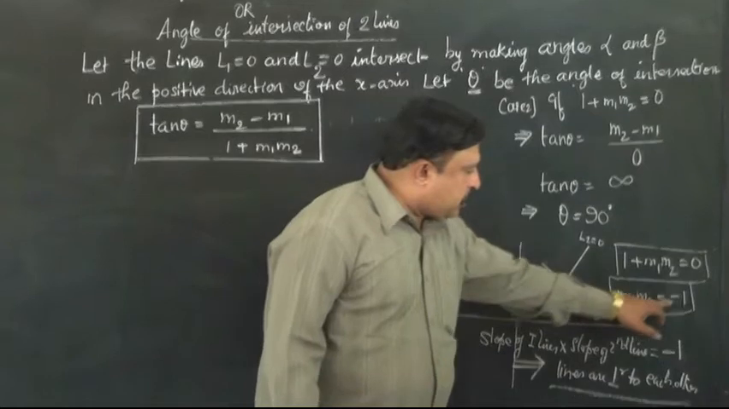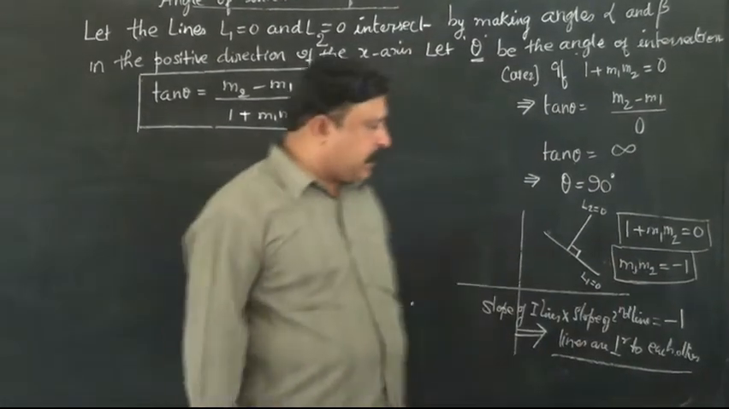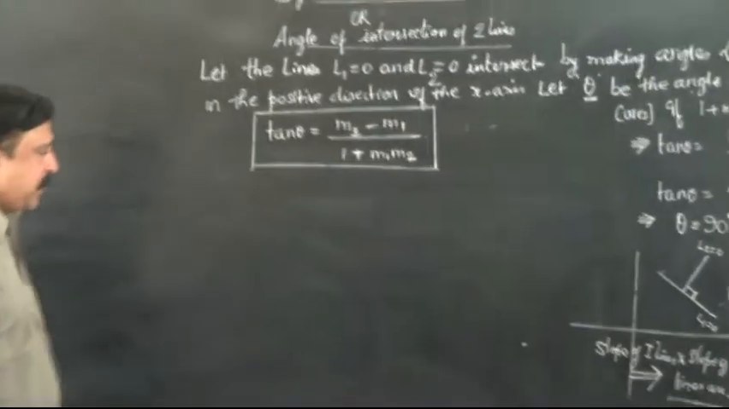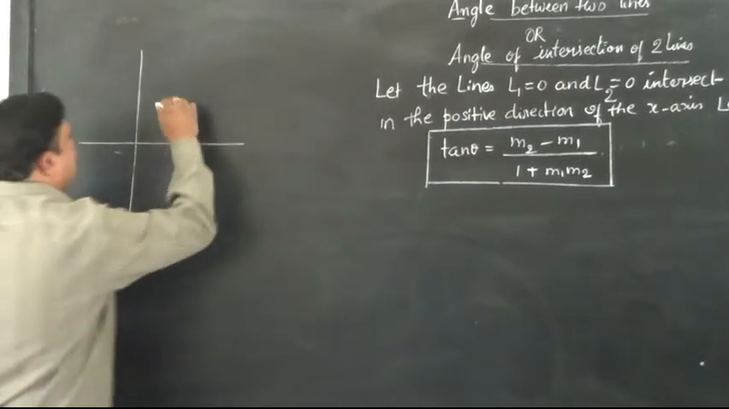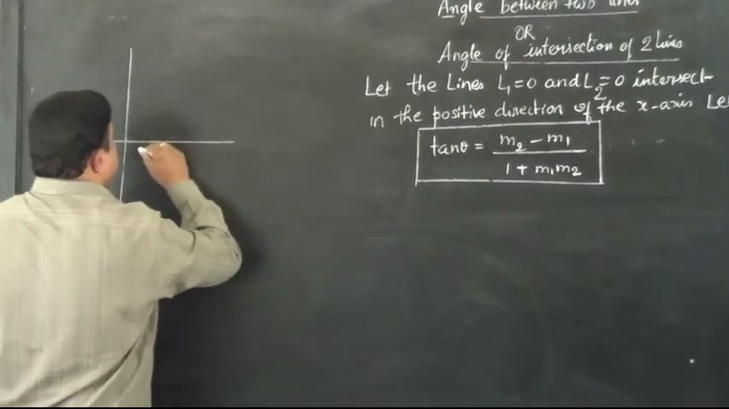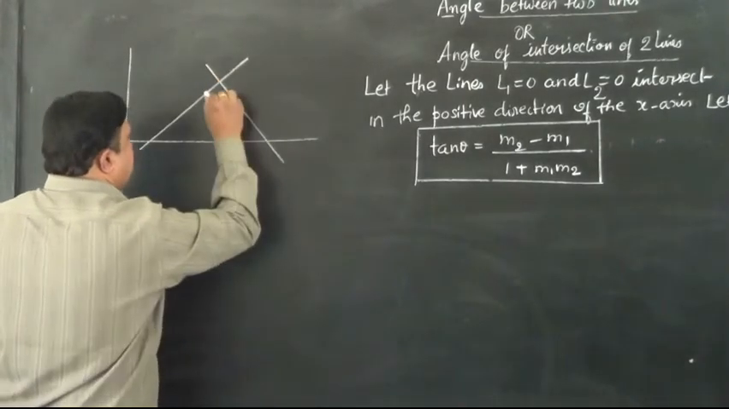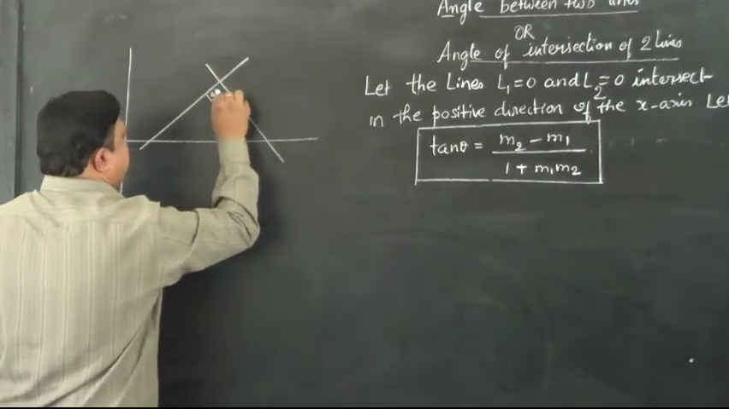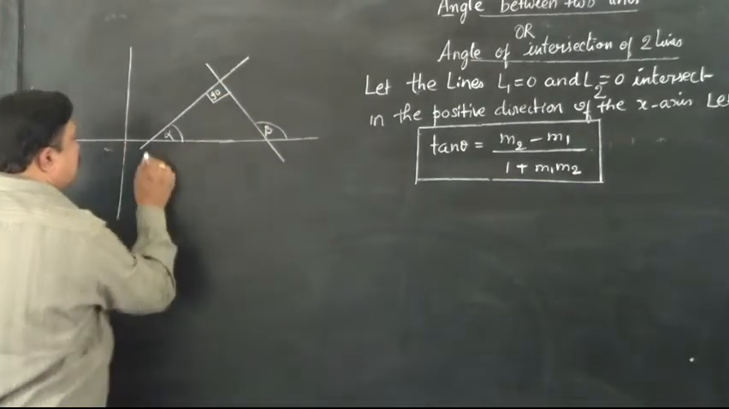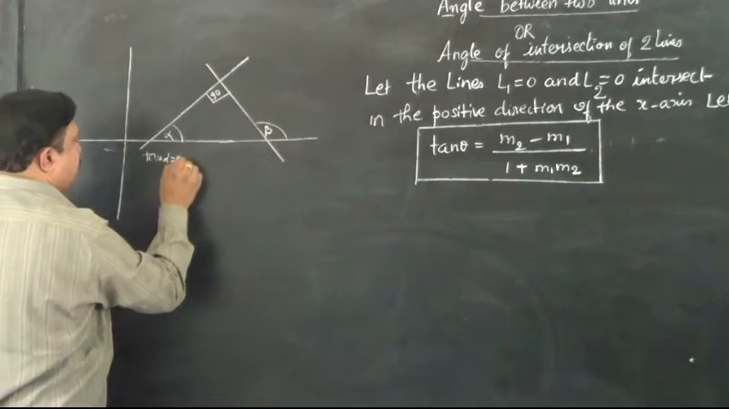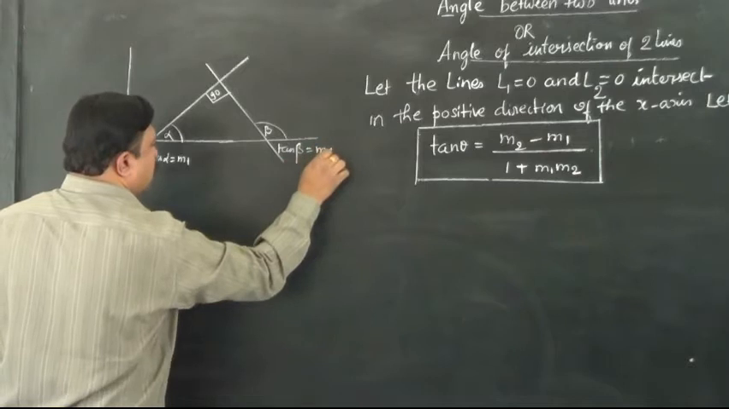And if m1 m2 is equal to minus 1, then the product of the slopes of the two lines will be equal to minus 1. This we can do by one more method. Let's consider two lines which are intersecting in the coordinate system at right angles. Say the angle here is 90 degrees, and this is alpha and this is beta. So tan alpha is m1 and tan beta is m2. You know all those.